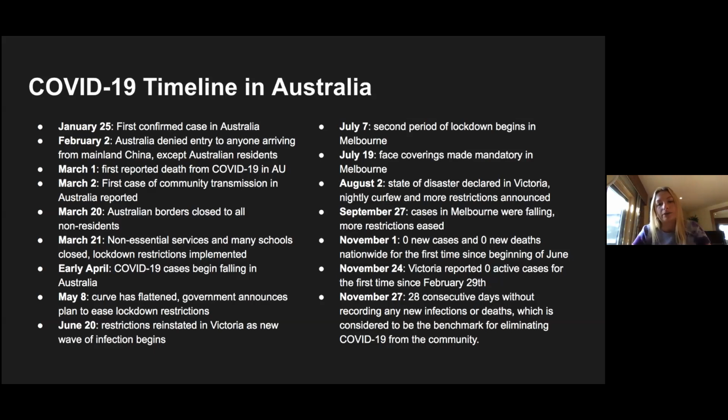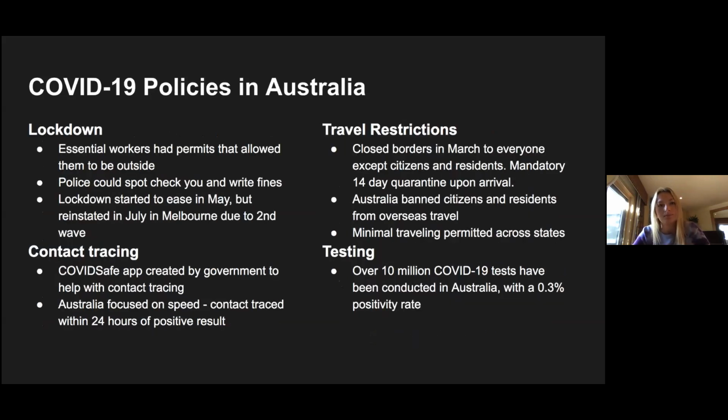And by November 27th, there were 28 consecutive days without any new infections or deaths, which by the CDC is the definition of eliminating COVID-19 from the community. So the policies that were effective in Australia include the lockdown measures, contact tracing, travel restrictions, and testing protocol.